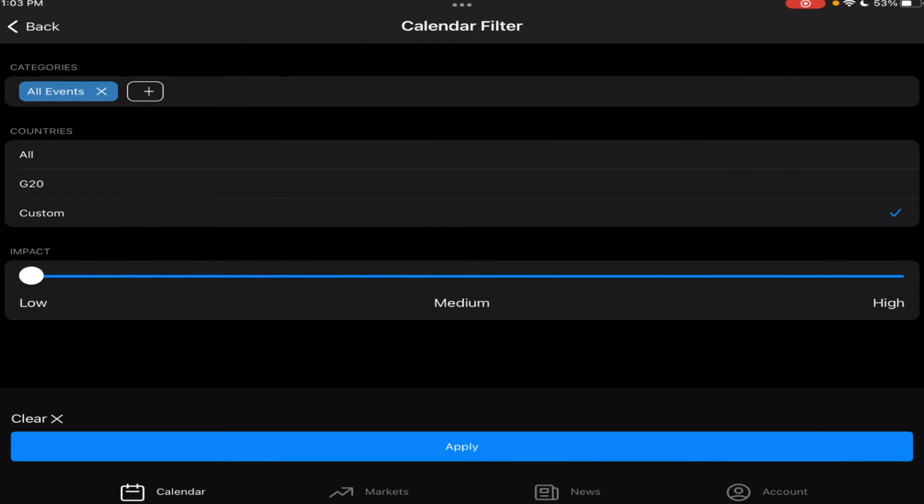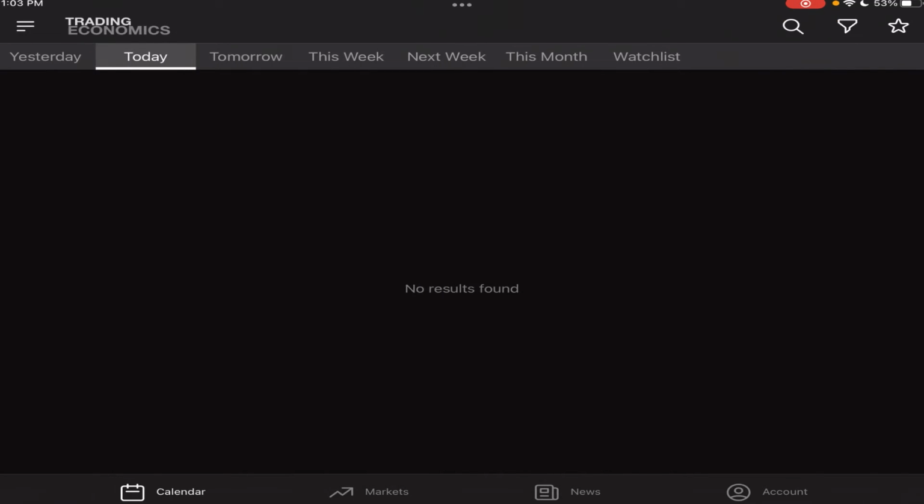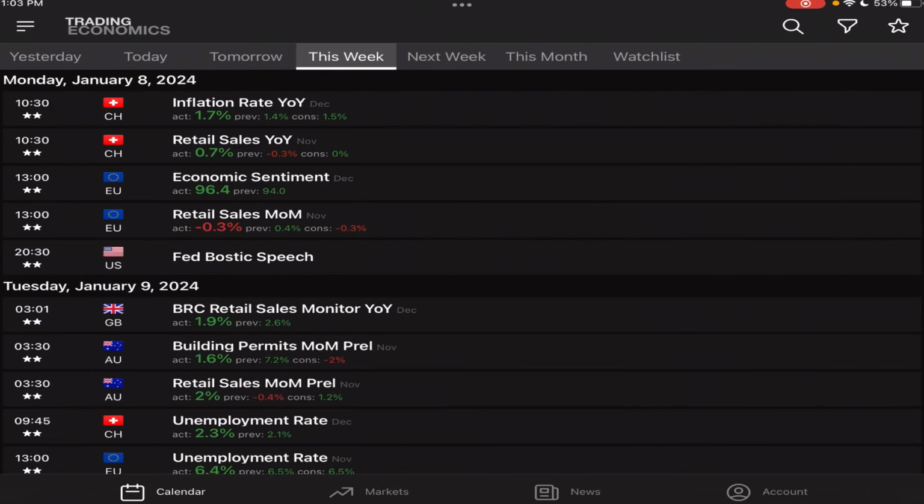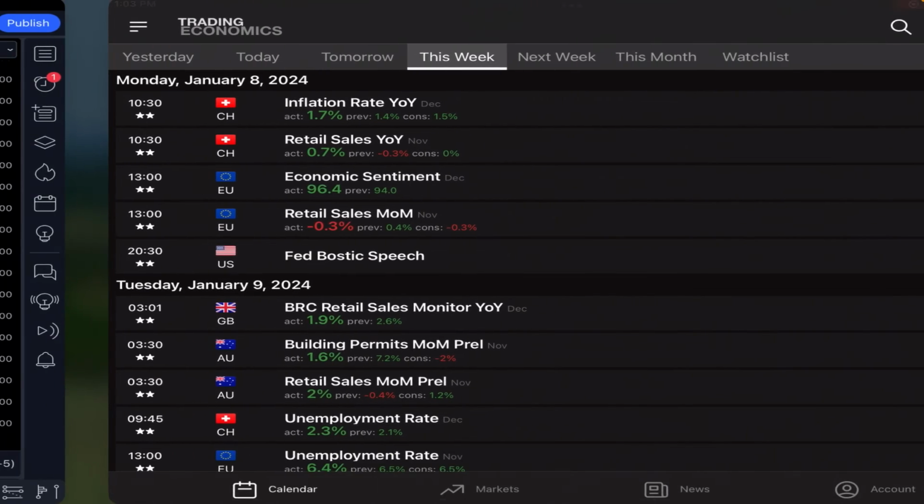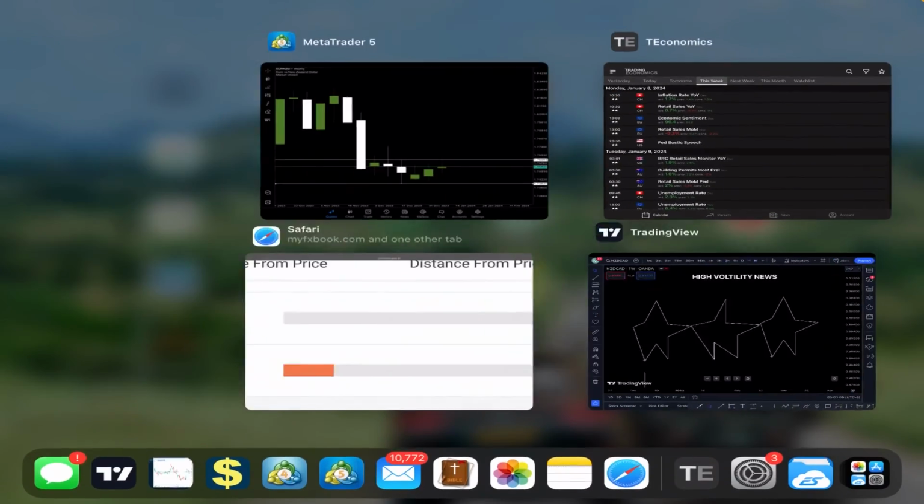I don't need every single news. No, I just need to look for high volatility news or moderate volatility news. So what I do here, I'm going to look at, let me say, for example, this week, there is a currency pair I'm looking for, and that is GBP AUD.